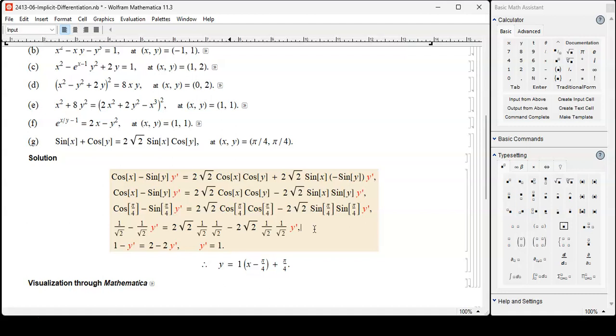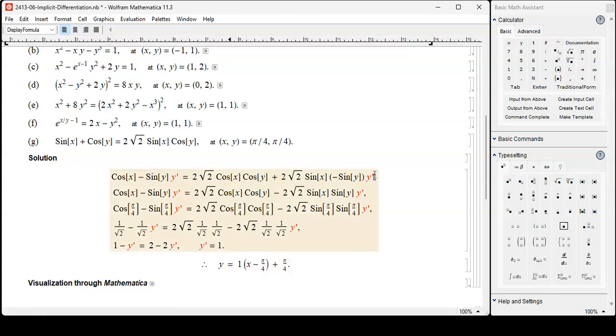If you do all the computation right, square root of 2 in the denominator and square root of 2 in the numerator cancel out. And then we have square root of 2 in all the same denominator, so remove them all, and you're going to get something simple. You get y prime equals 1. That's the slope. That's the point-slope equation. m is 1, and y equals m times x minus x naught plus y naught.